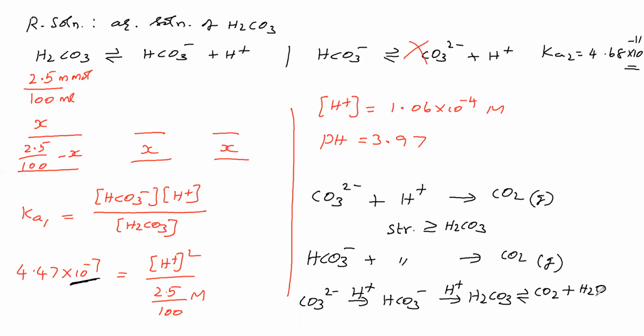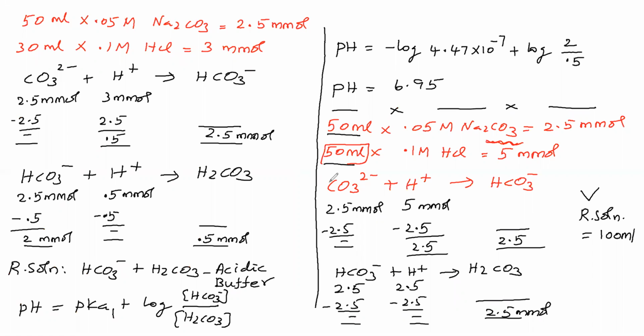So now we will see here. We have taken carbonate in the conical flask. We are adding H plus from the burette. When all the carbonate converts to bicarbonate, we can say this is called an equivalence point, provided that H plus should not be remaining. But H plus is remaining. Therefore, we need not consider this as the equivalence point here.